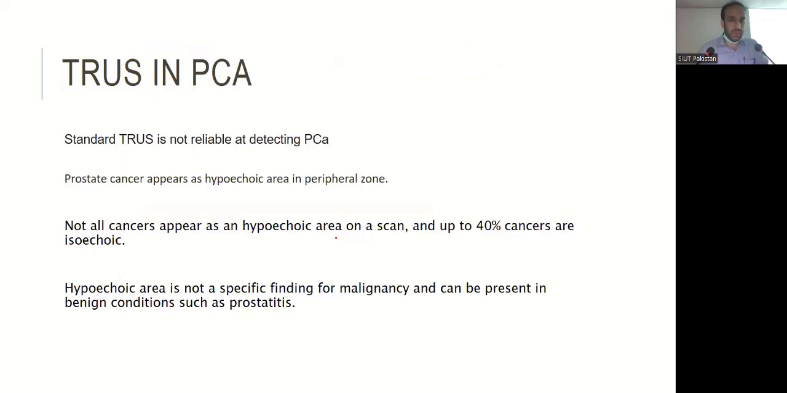So, TRUS in prostate cancer: standard TRUS is not reliable at detecting prostate cancer. Prostate cancer appears as a hypoechoic area in the peripheral zone. Not all cancers appear as a hypoechoic area on a scan, and up to 40% of cancers are isoechoic. A hypoechoic area is not a specific finding for malignancy and can be present in benign conditions such as prostatitis.